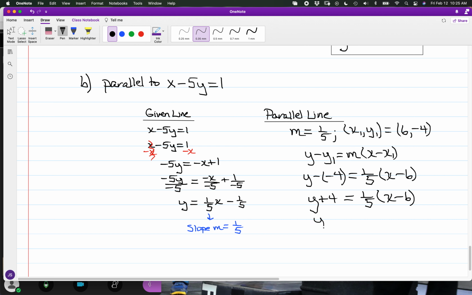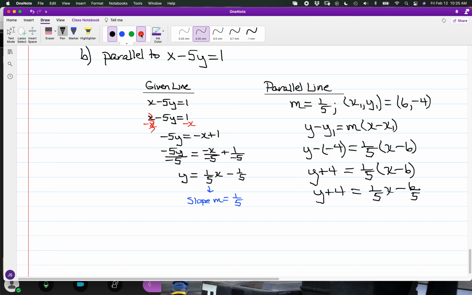And we have upon distributing on the right, so we have y plus 4 is equal to 1/5 of x minus 6/5. And we have upon subtracting 4 on both sides, so on the left we have y by itself, and equal to 1/5 of x.